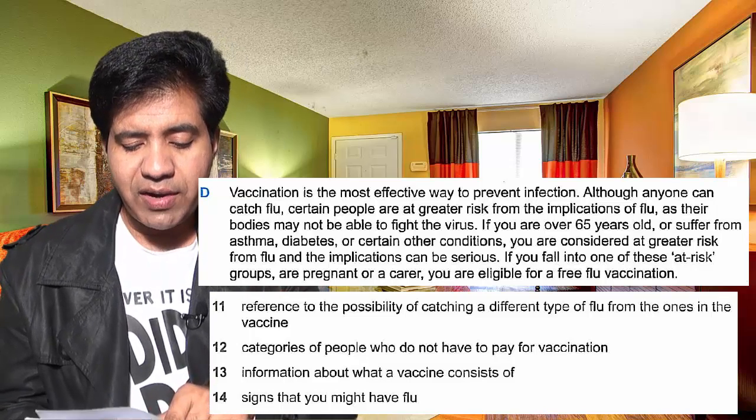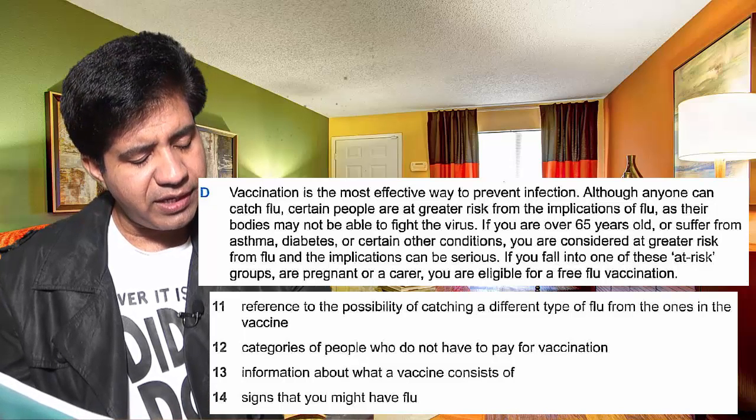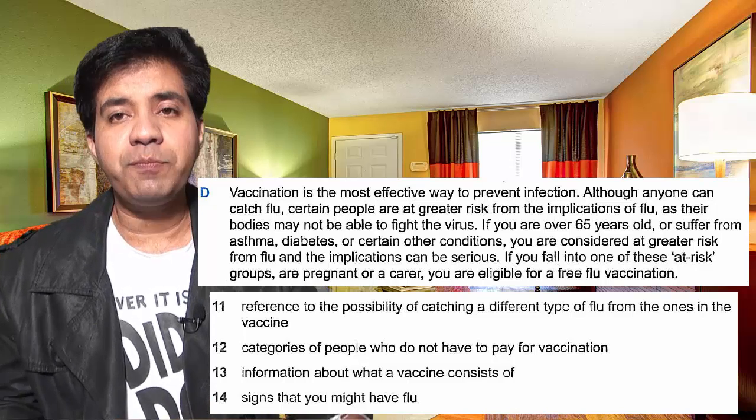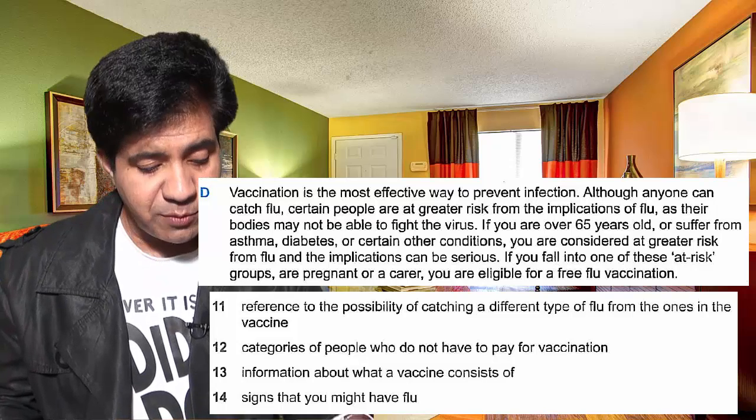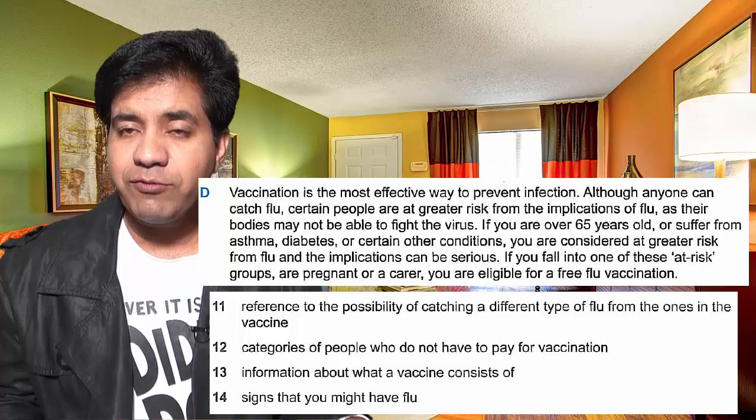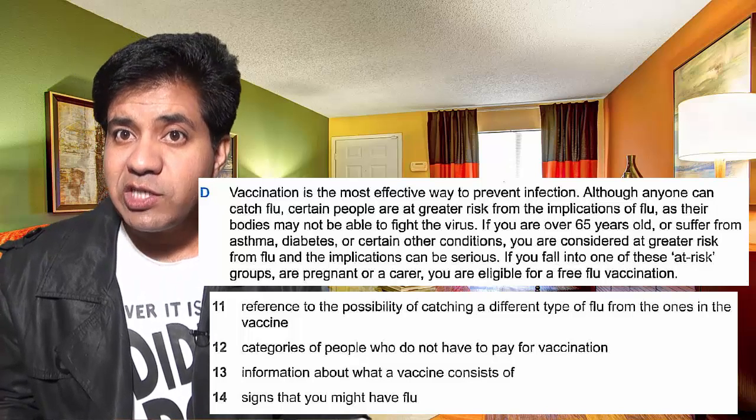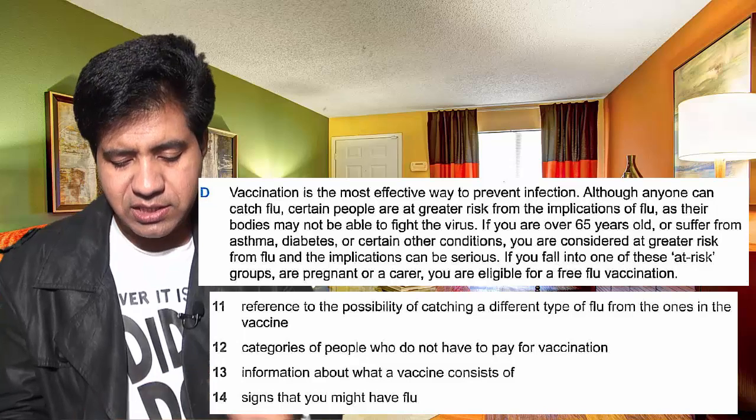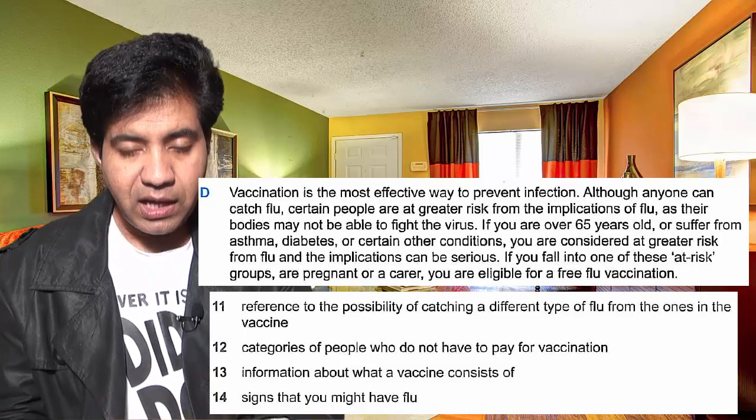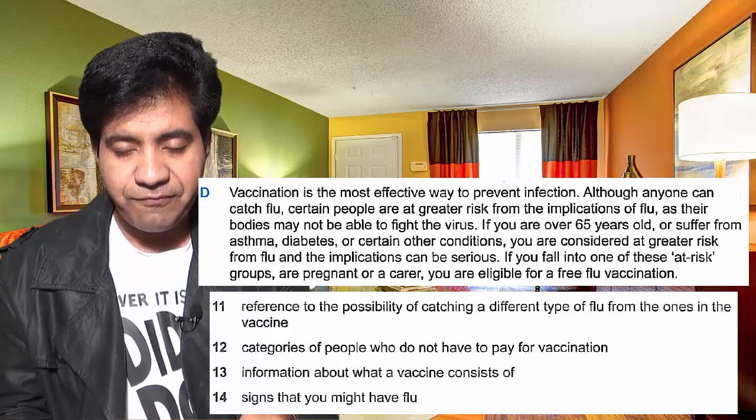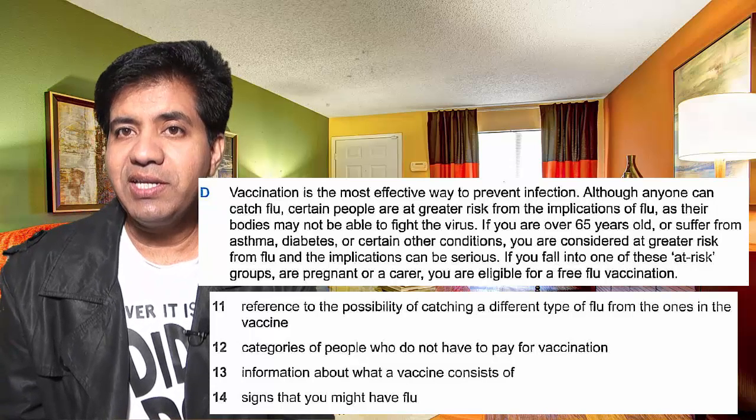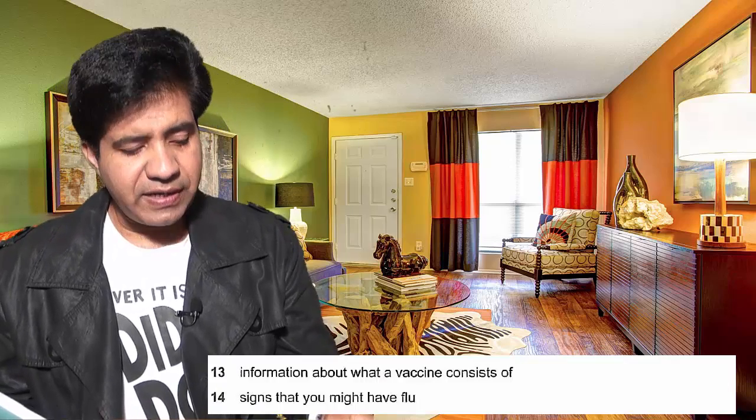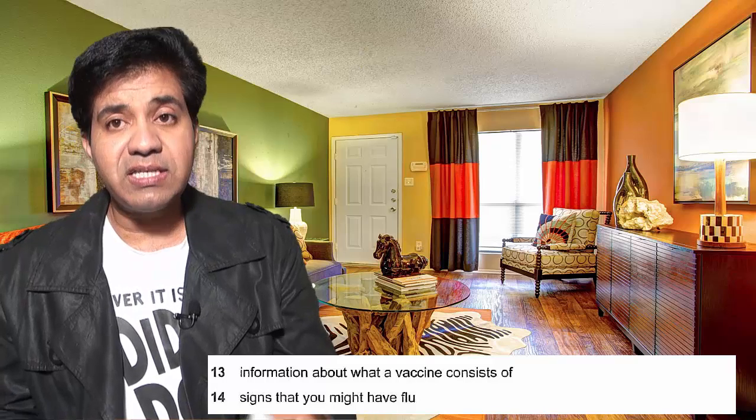Free. Now you are eligible. See that they use the word eligible over there. They've written categories of people who do not have to pay. Who do not have to pay means who are eligible for a free vaccination. So the answer is going to be this very paragraph, D, where they say for a free flu vaccination. Got it? Yes, general training reading is not that difficult. All you need to do is manage your time and develop a good understanding of the passage. Next question, number 13, information about what a vaccine consists of.